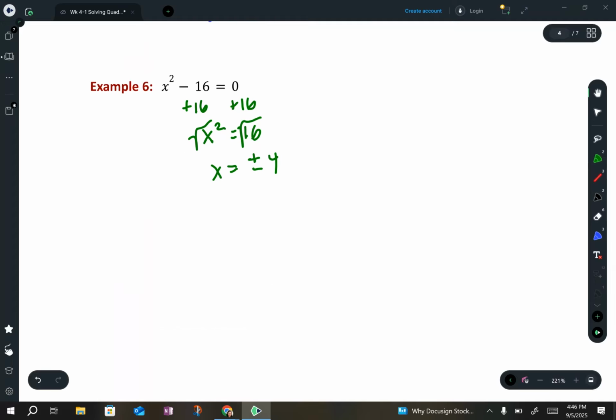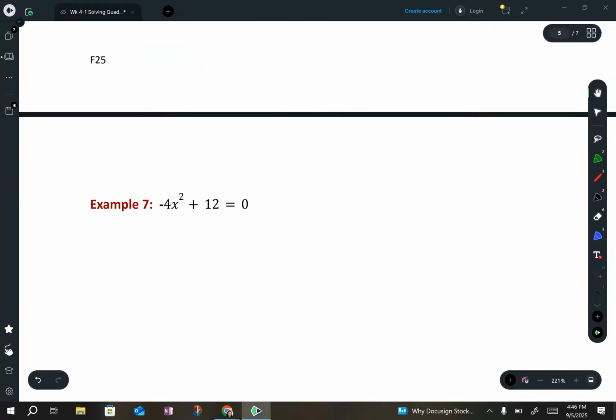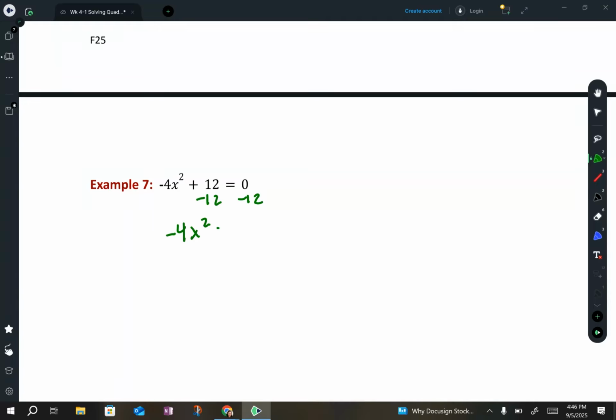Let's do one more example of the square root method. All right, let's give this one a try together. I'm going to subtract 12 from each side. Minus 4x squared equals negative 12. Divide by negative 4.